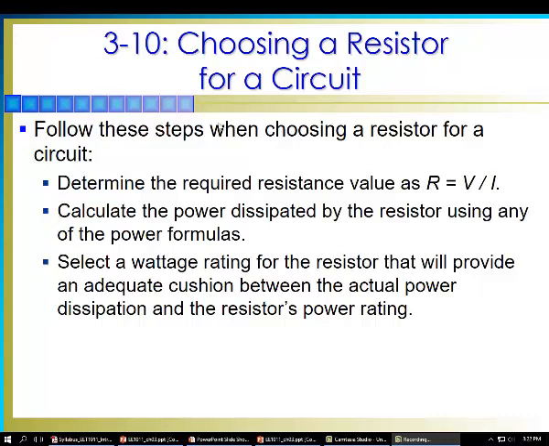So when choosing the resistor for a circuit, determine the required resistance value. Calculate the power dissipated by the resistor using any of the power formulas, and then select the wattage rating for the resistor. That will provide an adequate quotient between the actual power dissipation and the resistor's power rating. Now, how are we going to choose the elements of our circuits? We're going to become very efficient in that once we have more practice solving problems. But these are the steps.